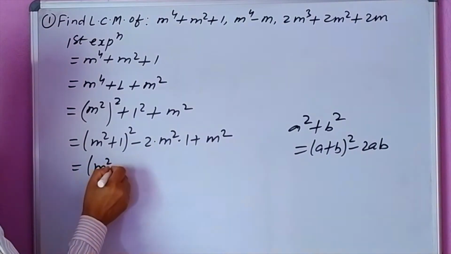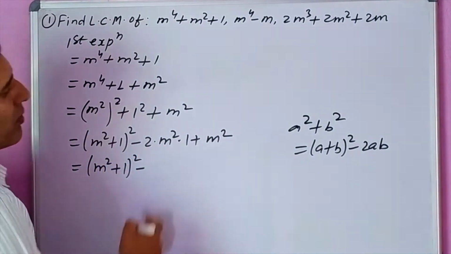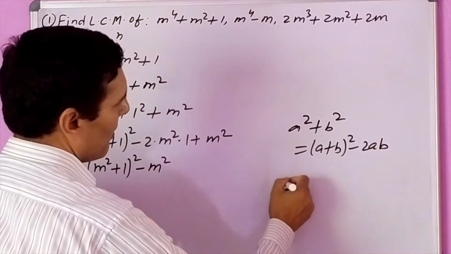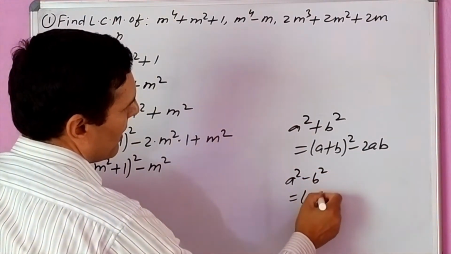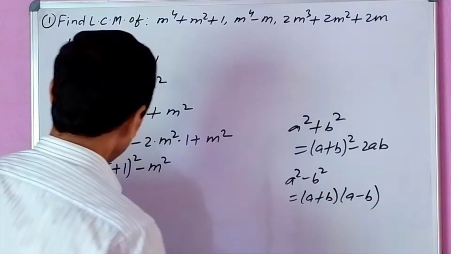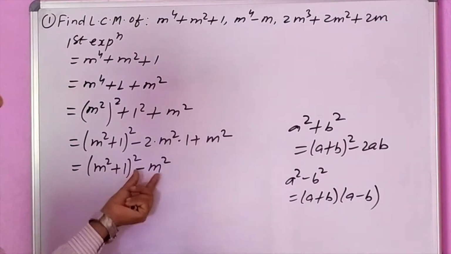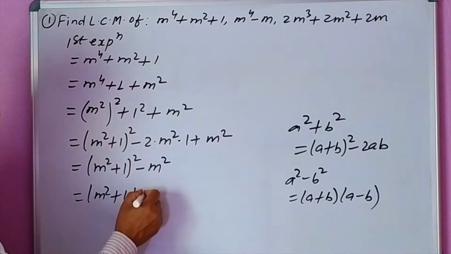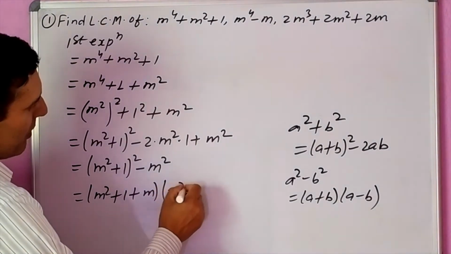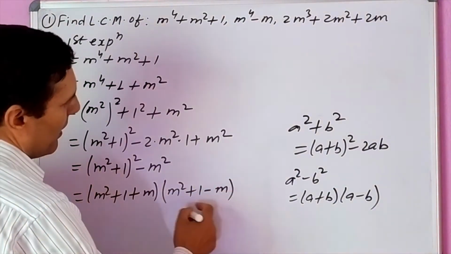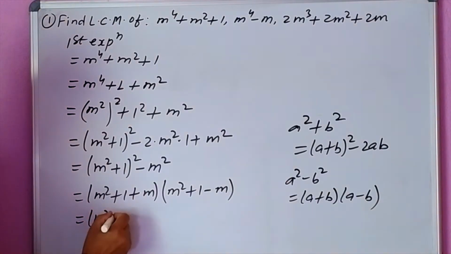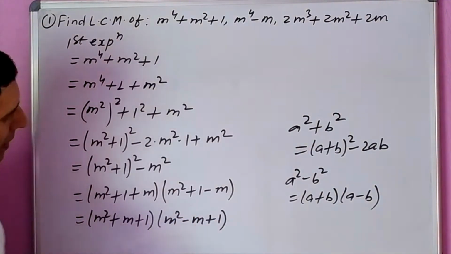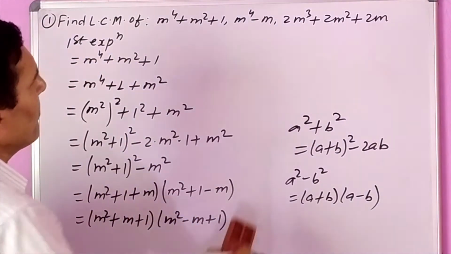So it is m square plus 1 whole square, and minus 2m square plus m square gives minus m square only. So it is in the form of a square minus b square. And finally we use the formula a plus b times a minus b, where a is m square plus 1 and b is m. So a plus b is m square plus 1 plus m, and a minus b is m square plus 1 minus m. If you write this in order, m square plus m plus 1, m square minus m plus 1. So these are the factors of the first expression.